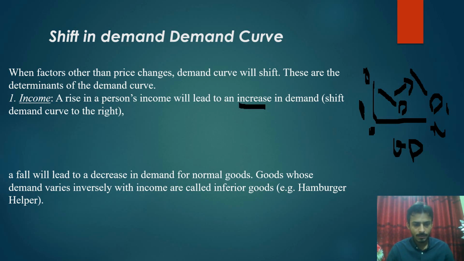So look at this word, increase. Second one, a fall will lead to a decrease in demand for normal goods. Goods whose demand varies inversely with income are called inferior goods. So there are types of goods as well. We talked about the types in the earlier video, so you can take a look at that to know what makes the difference. So a fall is going to shift the demand line towards the left, or leftwards. So you can say, hey, this was the initial demand. Now as an individual's income has decreased, he or she has started consuming less, purchasing a smaller quantity of the product.